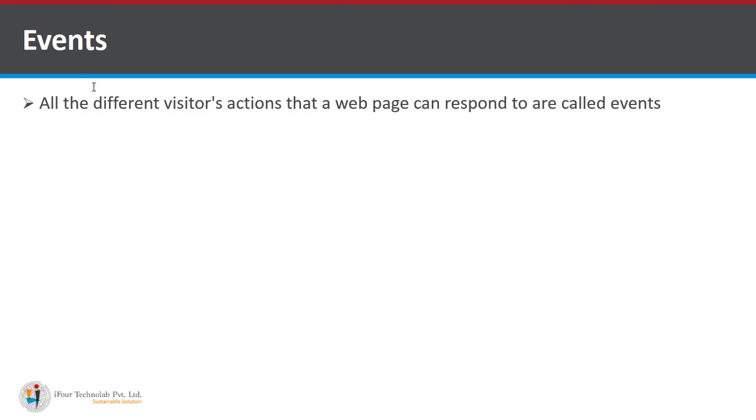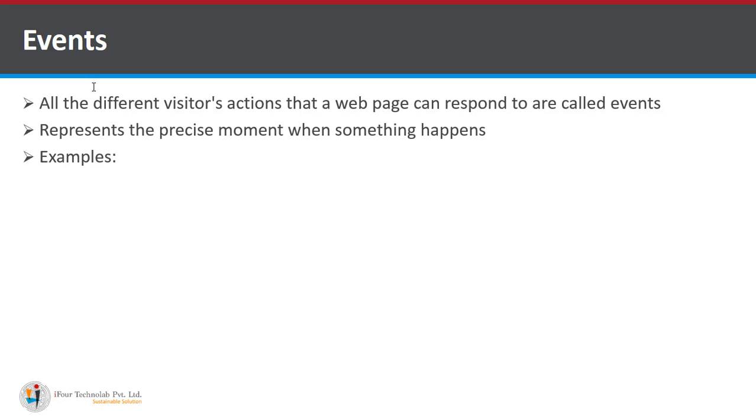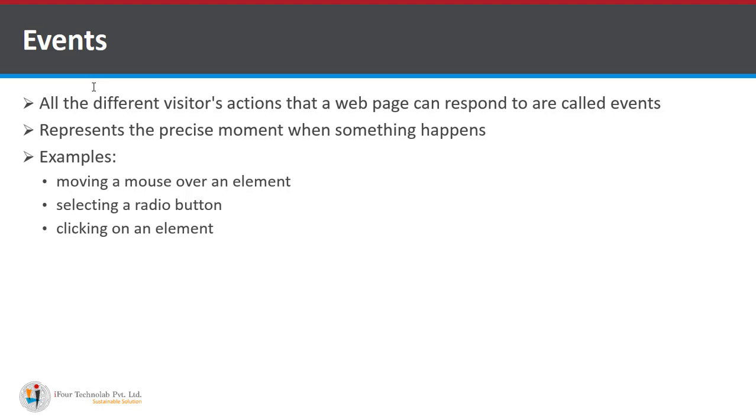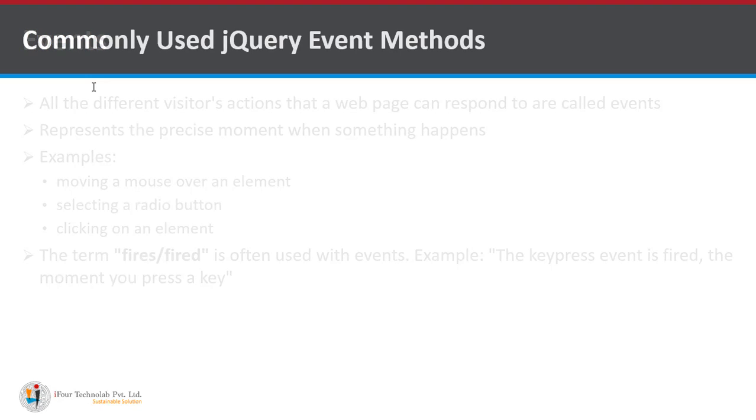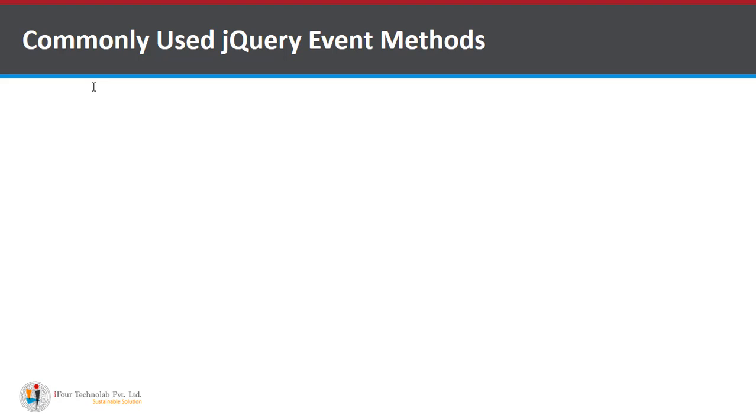Now next is jQuery events. Events are actions that can be detected by a web application. They represent the precise moment when something happens. Following are examples of events. First is moving a mouse over an element. Second is selecting a radio button. Third is clicking on an element. The term fires or fired is used with events. For example, the keypress event is fired when you press a key. Now we can start with jQuery events.